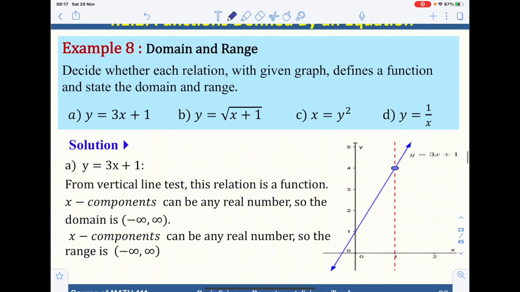Okay, example 8: decide whether each relation with given graph defines a function and state the domain and the range. For the first one, 3x plus 1. When we draw this as a line, and I said before, if it's a line, it means it is a function. So yes, it is a function. When we draw it, we can notice that each element in x corresponds with exactly one element in y. And for the line, the domain is R and the range is R as well.